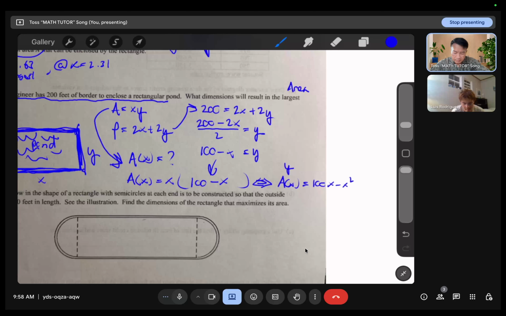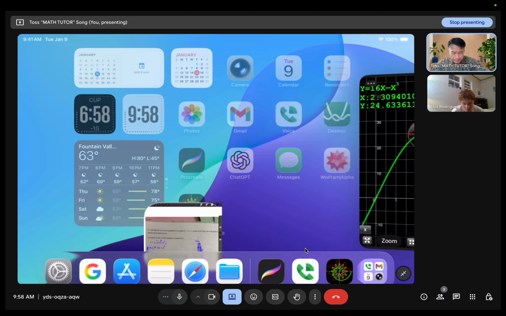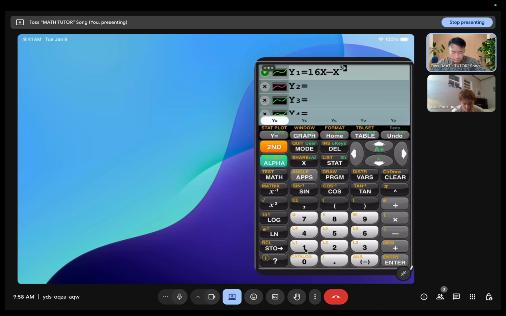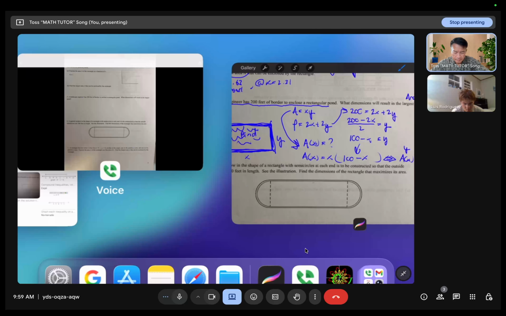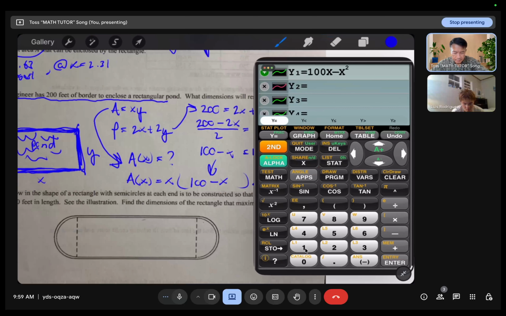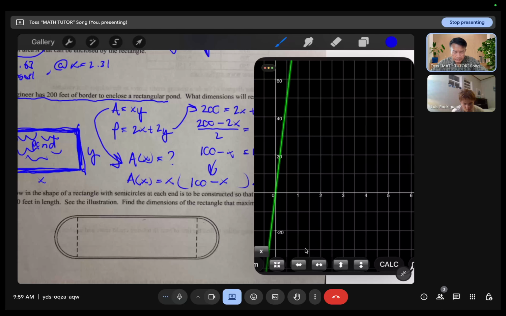Okay, so here we go. Let's do it quickly. What was that again? 100x minus x squared. Was that it? Yeah. So graph. So here it is.